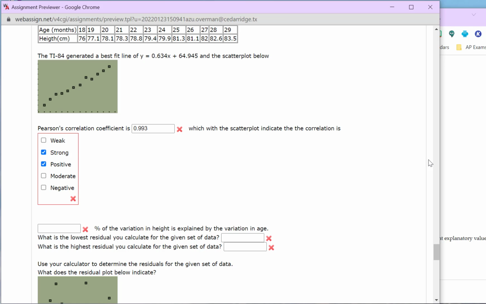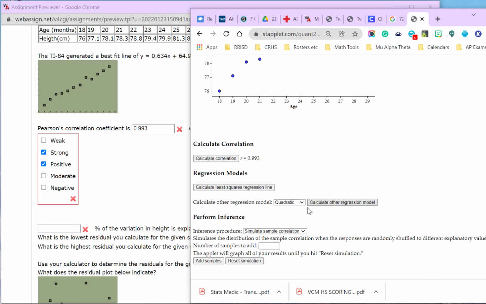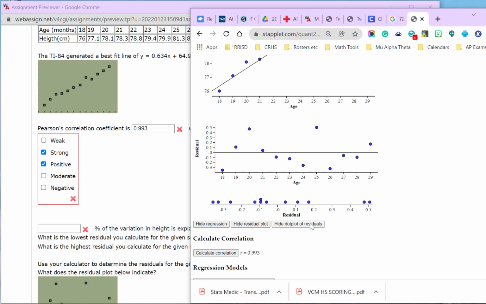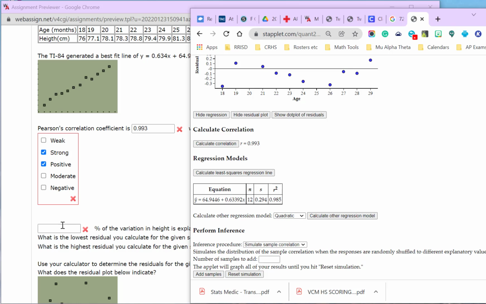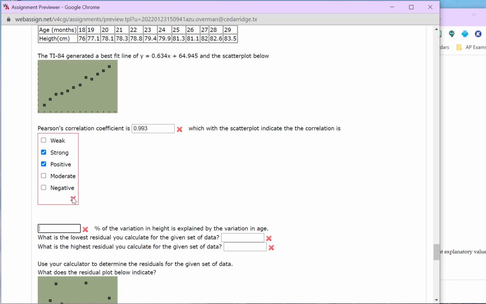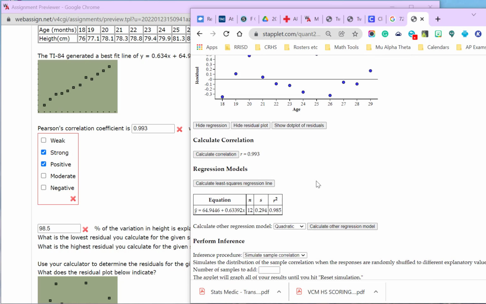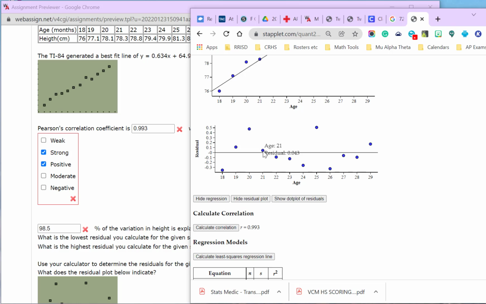Then we have the percent of the variation explained by the height. So the nice part is we can just look at our R squared. You don't need that dot plot. R squared is 0.985. Change that to a percent, 98.5. What is the lowest residual you calculate for the given set of data? So the lowest residual, here's the nice part, you can float over it. I got 0.043, negative 0.06 looks like the tiniest one.